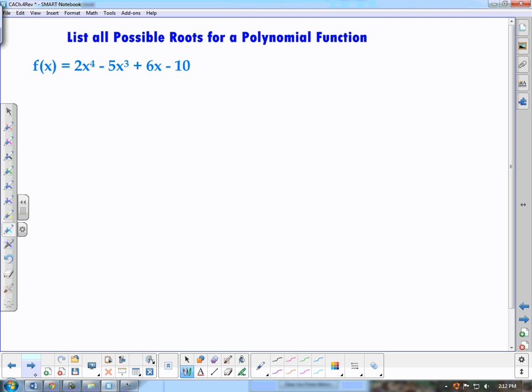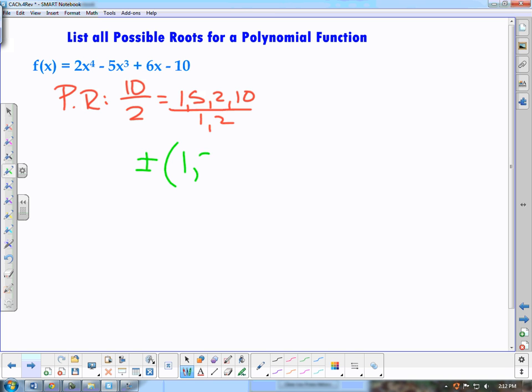Then here we're just listing all possible rational roots. And that would be the factors of 10 over the factors of 2, which would be 1, 5, 2, 10 over 1 and 2. And so then you would just write plus and minus of 1, 2, 5, 10, because you put all of those over 1, and then you put all of those over 2.